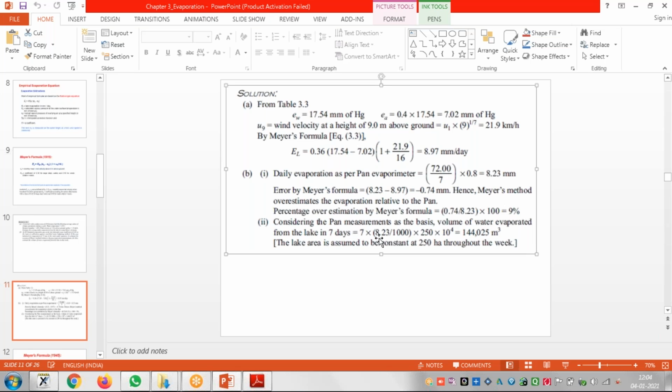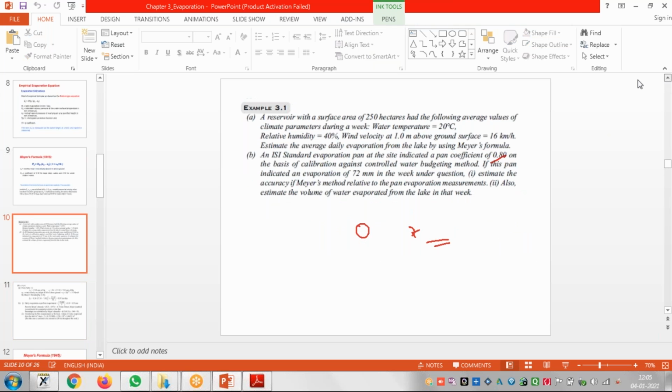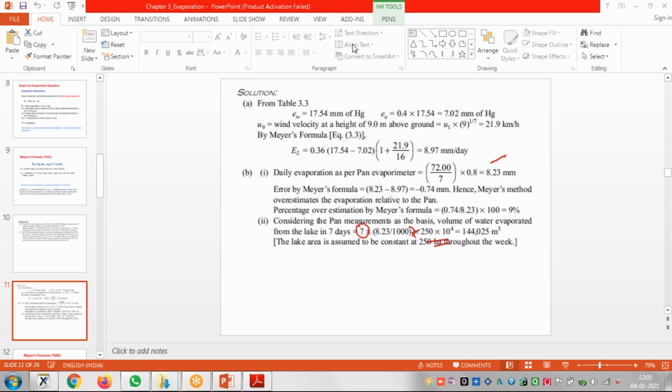Now, what would be the value from the lake in 7 days? We know this value is the daily evaporation. That is, 1 day evaporation is 8.27, right? So if we convert it into meter and multiply by 7 days, we will get the 7 days evaporation. Then multiply by area. Area means area of the reservoir. I think this area is given as 250. Yes, 250 hectares are given. So if we multiply by the area, we will get the quantity of water, right?